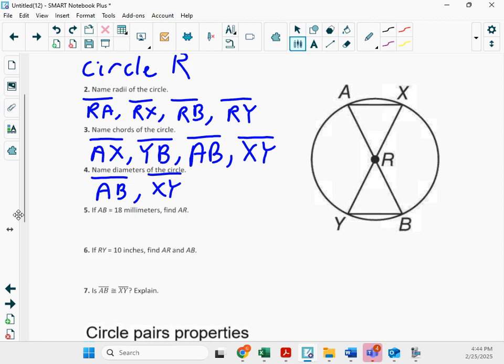So this next section says AB is 18 millimeters. Find AR. So this isn't something we've covered yet, but hopefully you recognize that the radius AR is half of the chord. A radius will always equal half of the diameter, which means AR has to equal 9 millimeters.